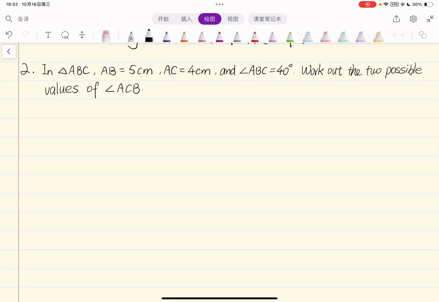In the triangle ABC, AB equals 5 centimeters, AC equals 4 centimeters, and the angle ABC equals 40 degrees. The question asks you to work out the two possible values of the angle ACB. You can see the question asks you to find two possible values of that. Where does it come from? So we can first draw and label the triangle.